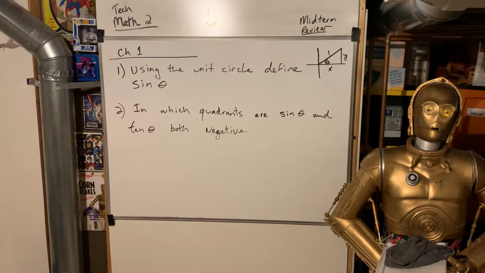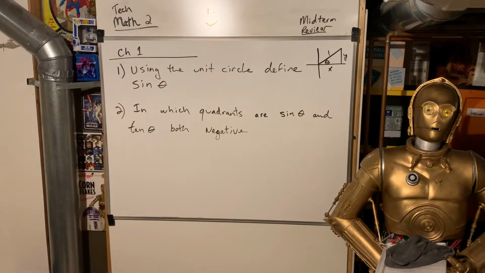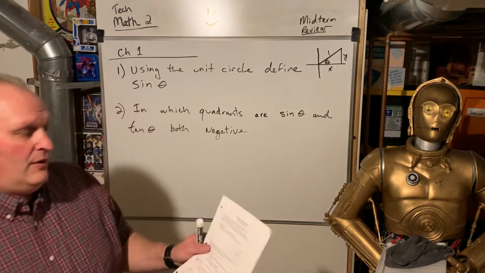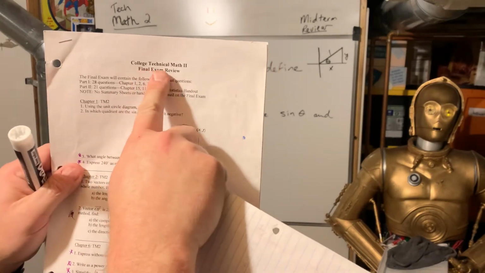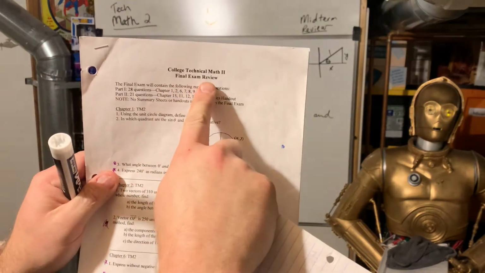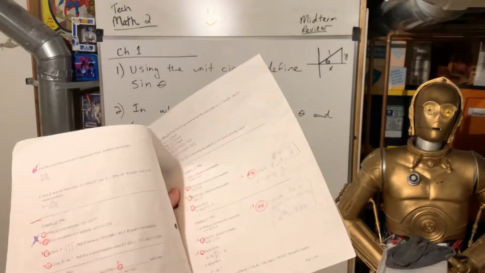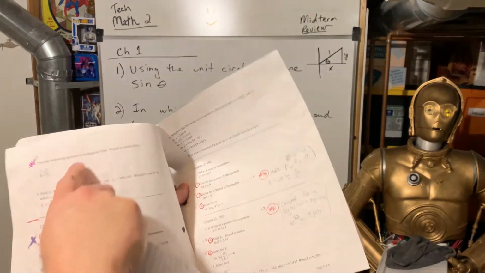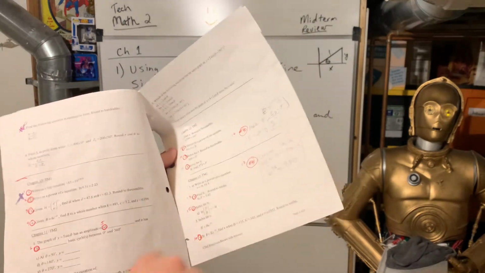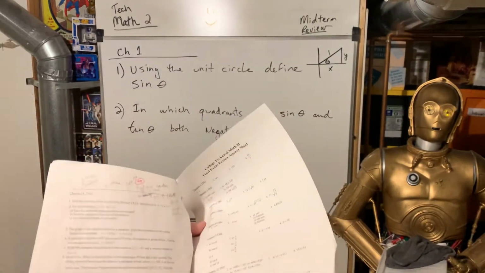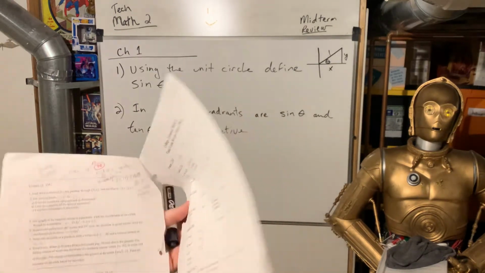Okay, we're back. This is Techmath2. We are looking at the midterm review. Just so you know, in your packet, it just says College Techmath2 Final Exam Review. The midterm is the first 3 pages and then just the top of the 4th page, just up to chapter 10. The rest of it is the second part of the final that'll happen in May.